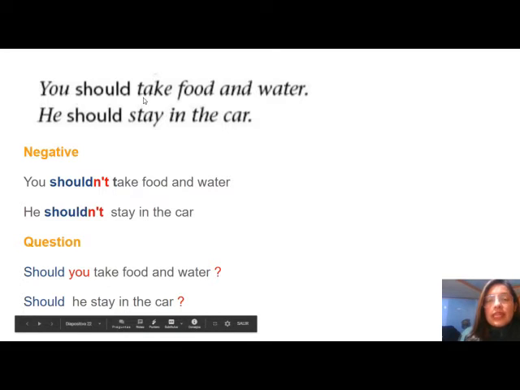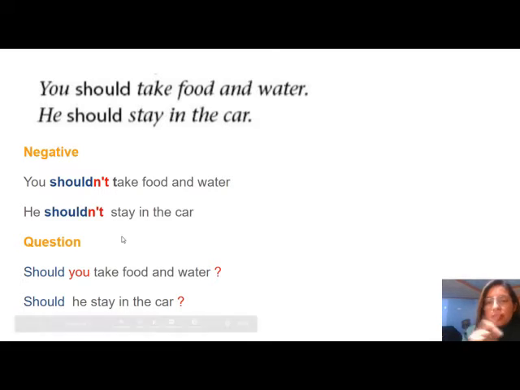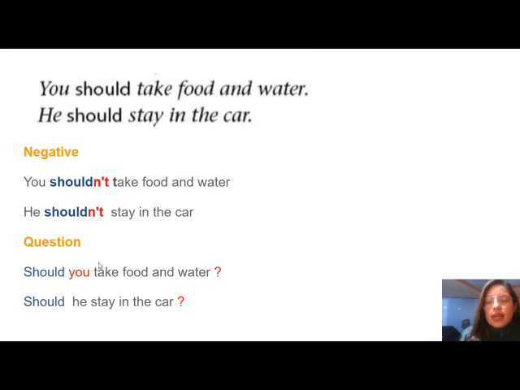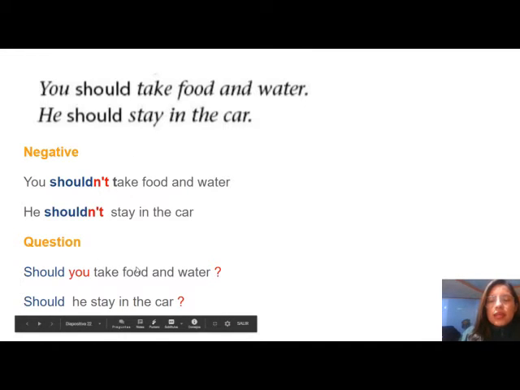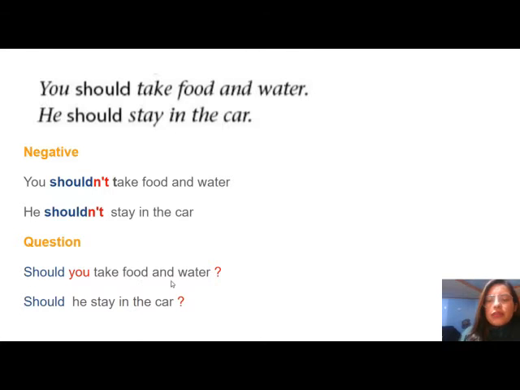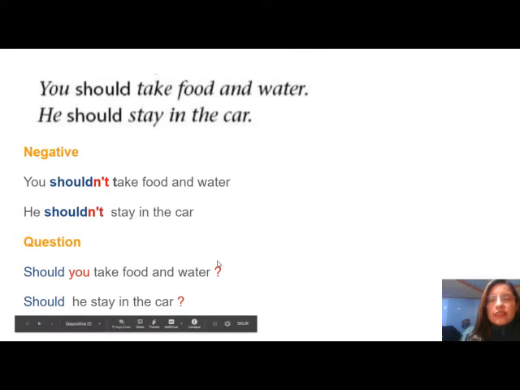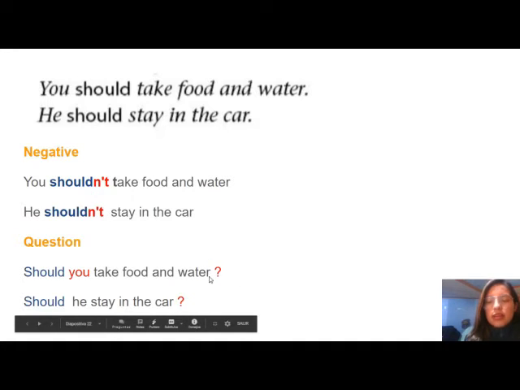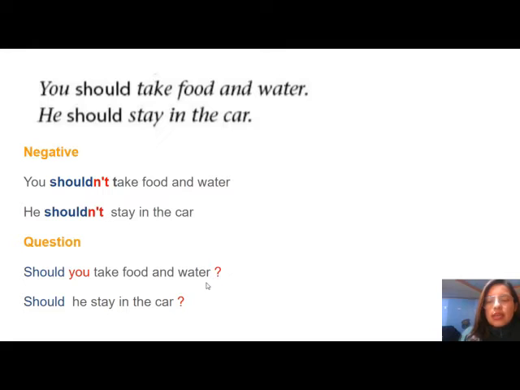The verb in the base form, because you can't conjugate a verb next to a modal. Okay, in this case, take. And you have to write the complement, food and water. And don't forget the question mark in the final of the question. It is so important. Si usted no escribe la question mark, el signo de pregunta, está mal toda la oración o toda la pregunta en este caso.